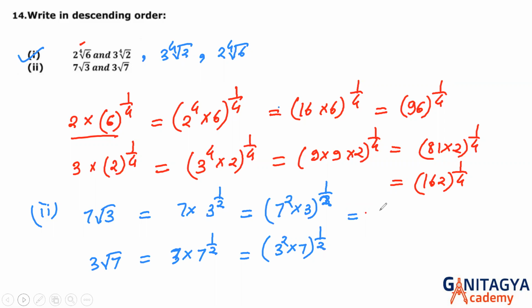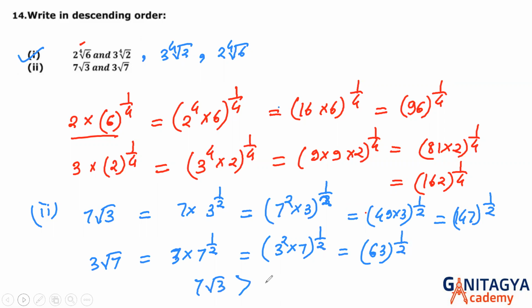So it is nothing but 49 into 3, that is 1 by 2. Sorry, I didn't take the square, mistake. Okay, no issue. So 49 into 3 is, again we have seen, 147 power 1 by 2. And the second one is 9 into 7, that is 63, and its power is 1 by 2. So definitely 7 under root 3 is greater than 3 root 7. Okay, so now we have to write in descending order. So first I will write 7 root 3 and then 3 under root 7.